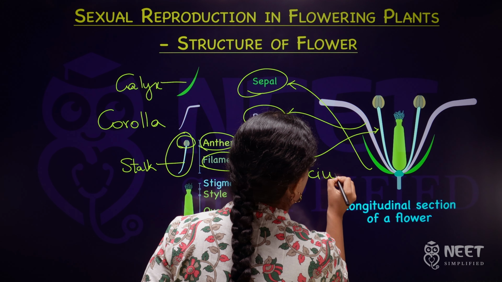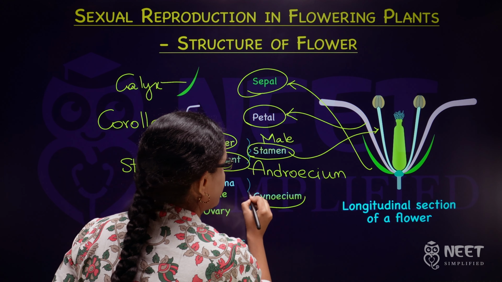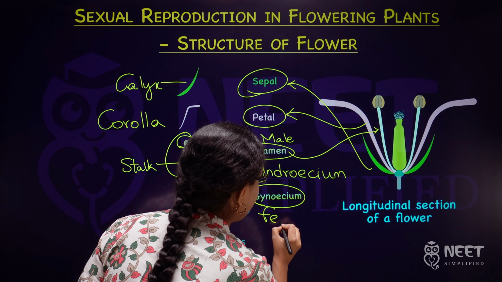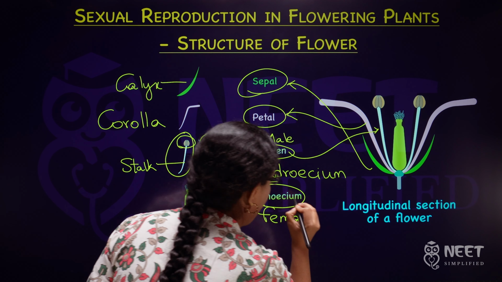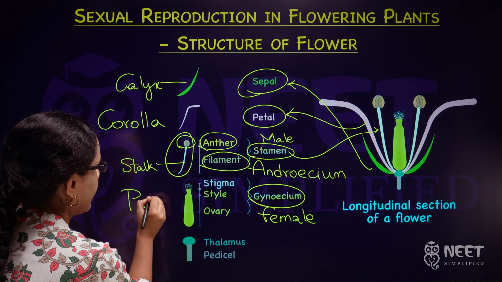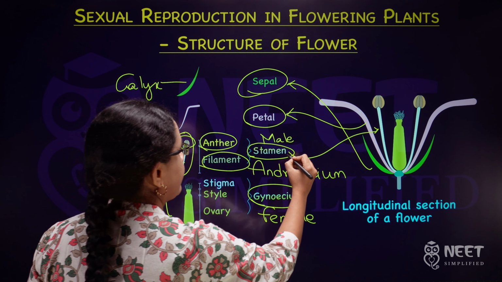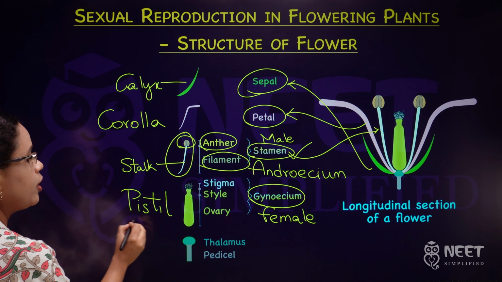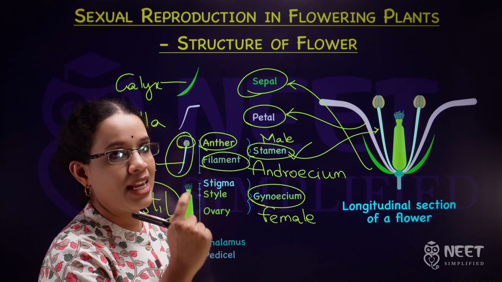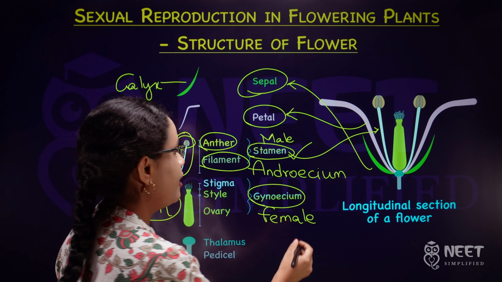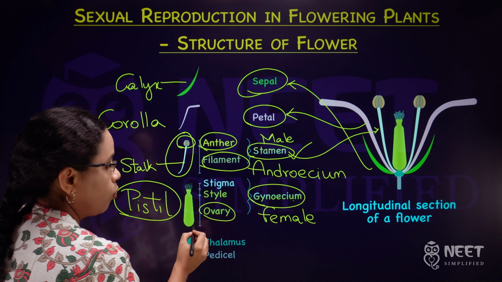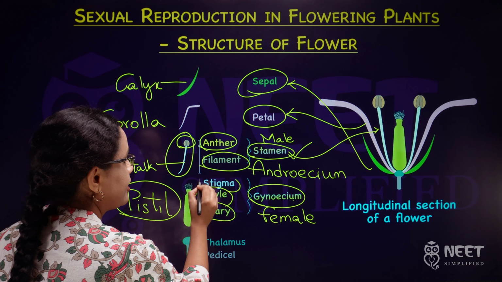Now moving to the next one, the gynoecium. Gynoecium is the female part of the flower, the female reproductive part, and it is nothing but all the pistils put together. Like we have the stamen in the case of the male reproductive organ, the female reproductive organ is the pistil in a flower, and all the pistils put together are called the gynoecium. In the pistil, we find the ovary, a style, and the stigma.